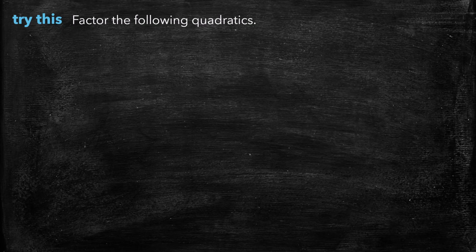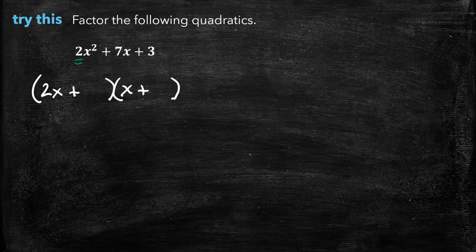So now we're going to practice factoring a slightly different type of quadratic. And notice here that the leading term is not 1 anymore. And why does that make a difference? Well, let's see. We know that to get 2x squared, we're going to need to have 2x in one parentheses and x in the other. And then when we try our technique of looking for two factors of 3 that add to 7, that's impossible.